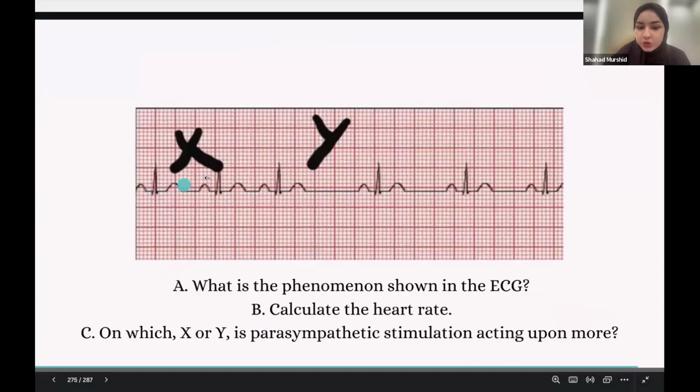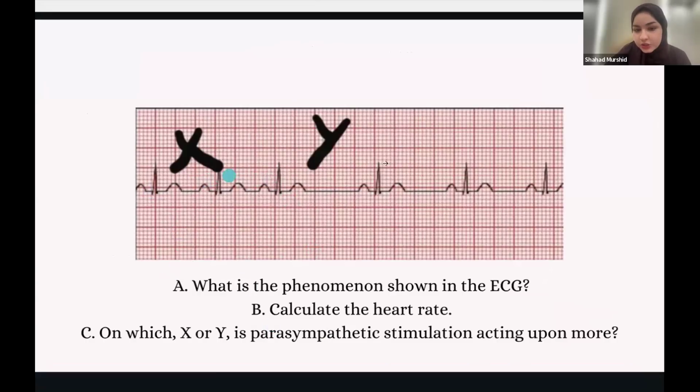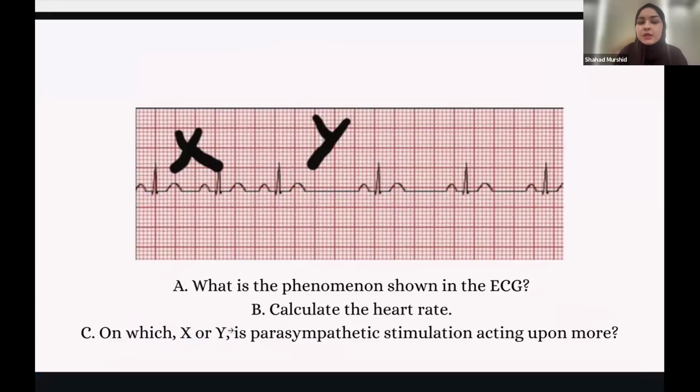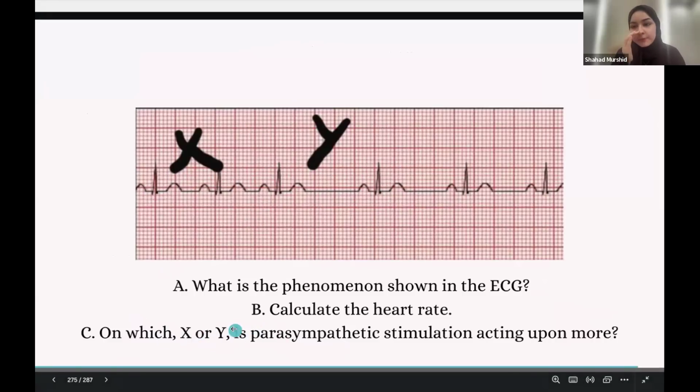And then what is the phenomenon shown here? Here you have inhalation and exhalation. In X, since you have tachycardia, it's inhalation, and then Y is exhalation. And then you can calculate the heart rate by the method that we saw. And then it's asking which one is parasympathetic and which was sympathetic. Remember, I said when you get scared, you're going to gasp. So you're inspiring, and this is going to be sympathetic. And then parasympathetic is going to be when you sigh, a sigh of relief. So it's going to be Y.